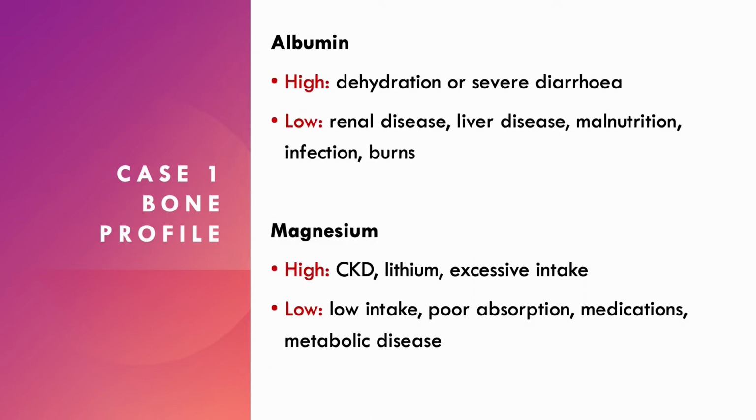And the other component part of a bone profile is albumin, and we've added magnesium on because it's commonly ordered with it. So albumin is a carrier protein found in the blood, and it is synthesized by the liver.